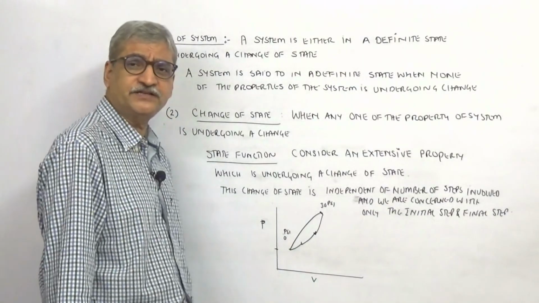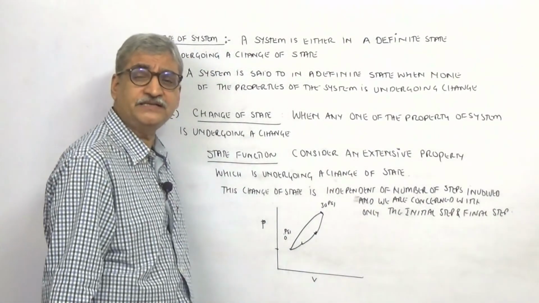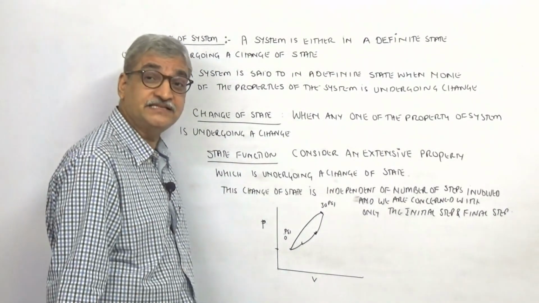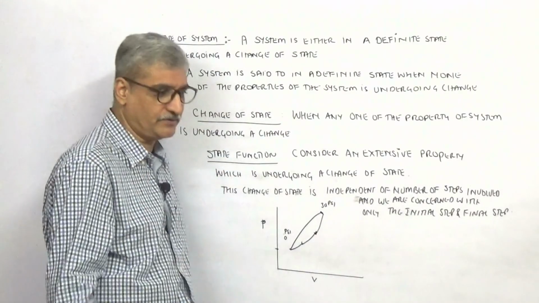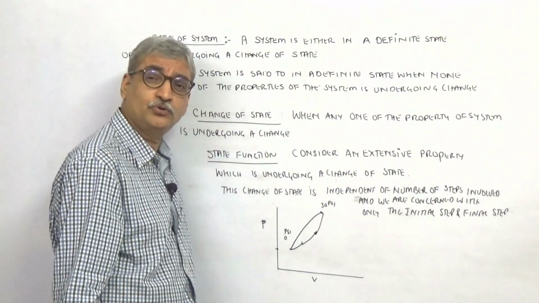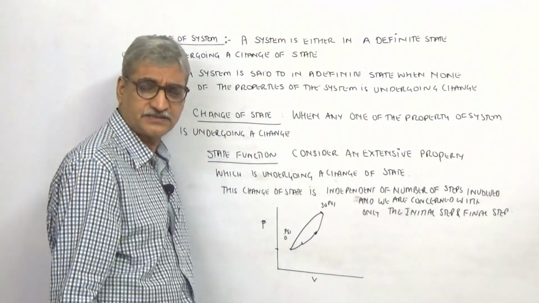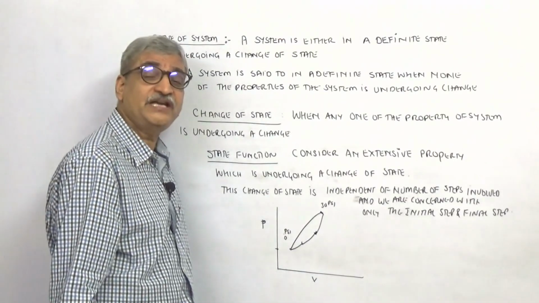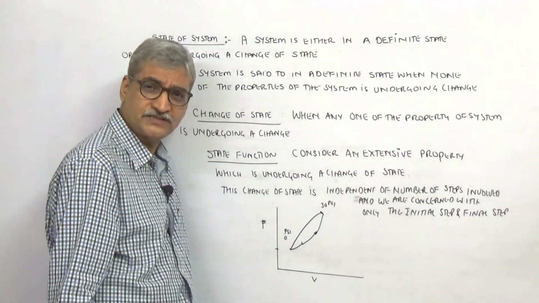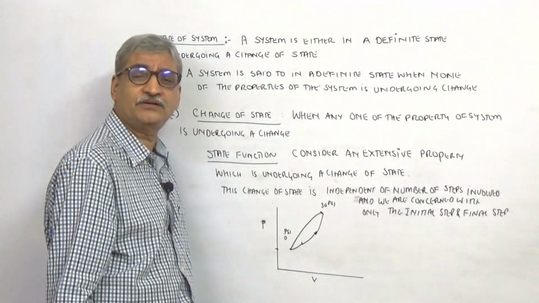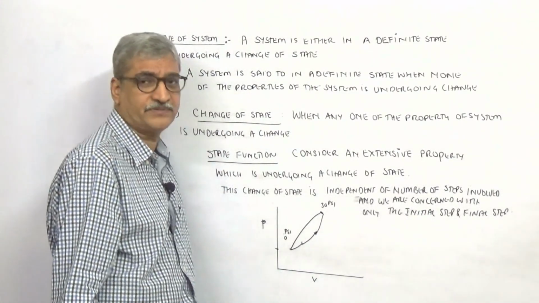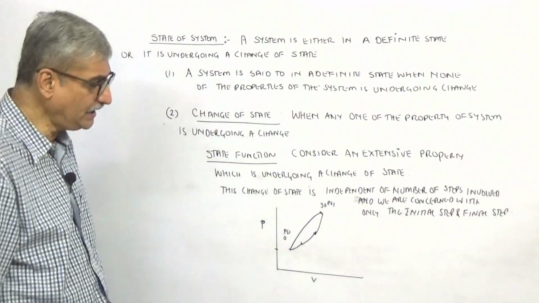So state functions are those extensive properties. I am going backward. State functions are those extensive properties of a system whose change is independent of the number of steps. It is only dependent on the initial and final step.